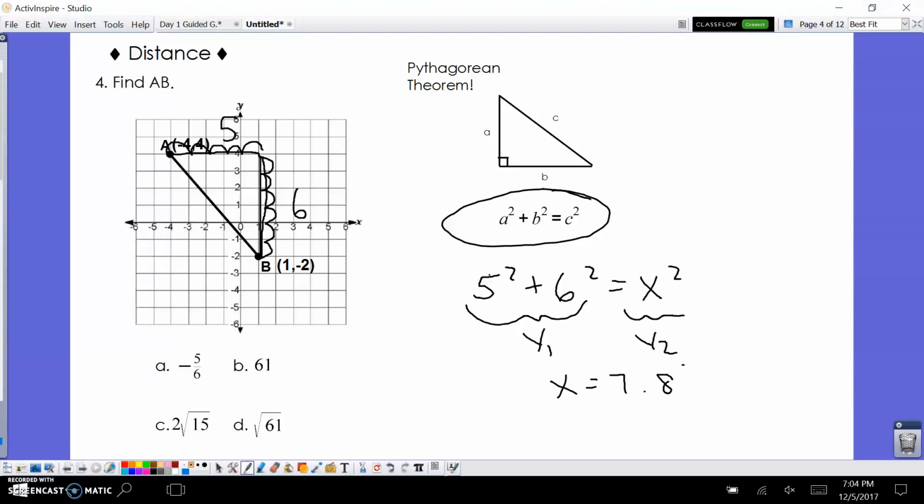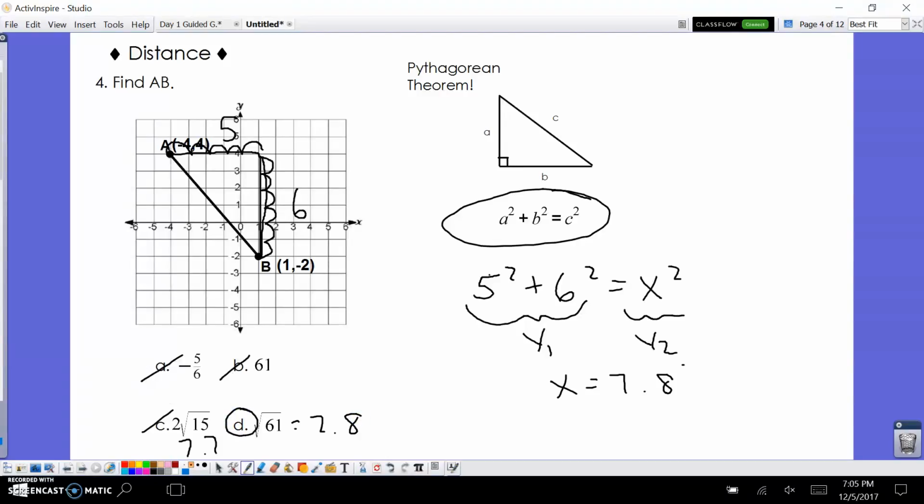I want you to realize that this question is not slope. So, we can get rid of A. You know it's not 61. Get rid of that one. So we have these two. What we need to do is type both of these into our calculator. For C we'll get 7.7, which is not the same thing as 7.8. And this will give you 7.8. The answer is going to be D.